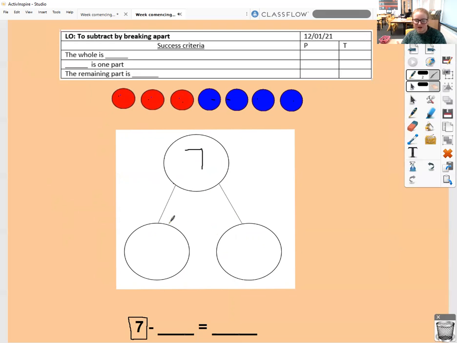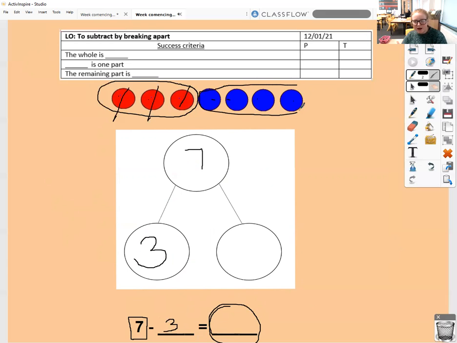My whole is 7. 7 subtract my first part. So my first part I'm going to look at as the red counters. My first part is 1, 2, 3. My first part is 3. 7 subtract 3. And I'm going to write that in my number sentence. So 7 is my whole, subtract 3 equals, now I want to find my remaining part, because this is where my remaining part lives, on the other side of the equal symbol. So 7 is my whole, 3 is my first part. What is my remaining part?